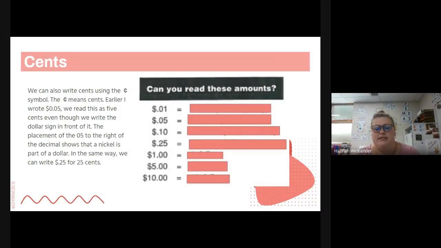We write cents using the cent symbol, which is a C with a line through it. Earlier we wrote $0.05. We read this as 5 cents, even though there's a dollar sign in front of it. The placement shows us that we're dealing with change, cents. So in the same way, you can write 0.25 with a dollar sign to mean 25 cents. It's just kind of shorthand, and everyone knows that if there's a dollar sign, but it's in the decimal place, it's cents. So $0.01, how would you read this? Type your answer in the chat what you would read it as.